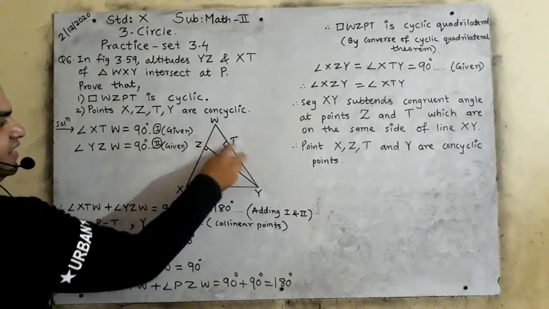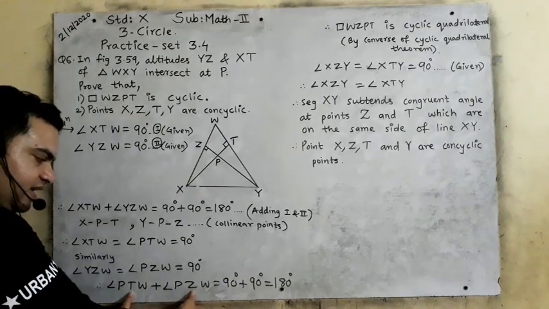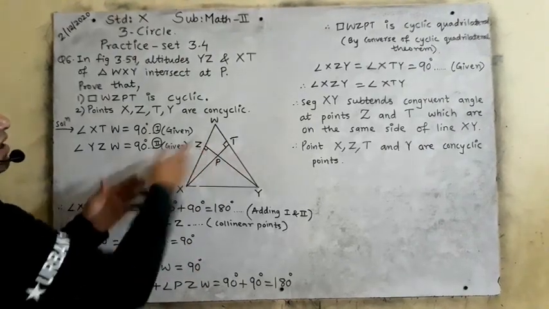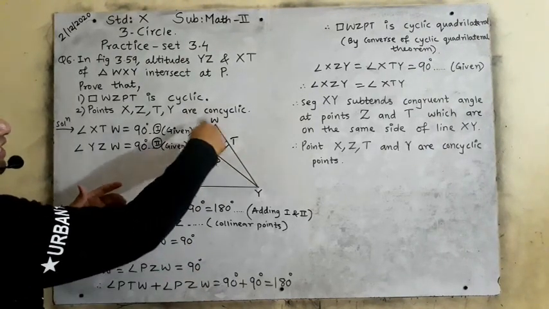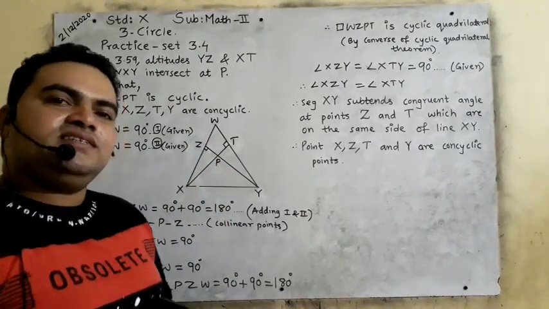So angle Z and angle T, see here angle T comes in between, here Z comes in between. So angle T plus angle Z, they are opposite angles of this small quadrilateral. So it is 180 degrees. It means it is cyclic.